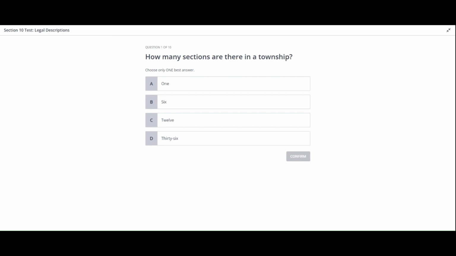I hope you had enough time to think about the option. So, in a township, how many sections are there? And the correct answer is D. 36. You're spot on if you chose option D. The rectangular survey system divides a township into 36 sections.